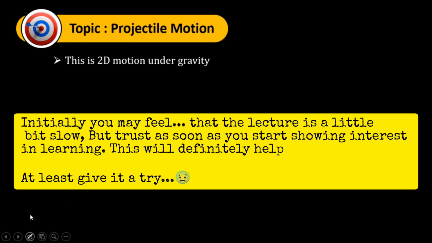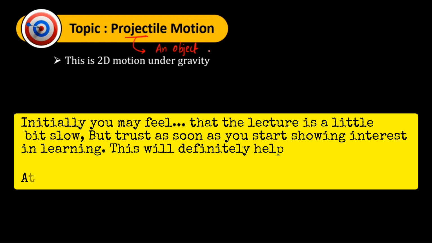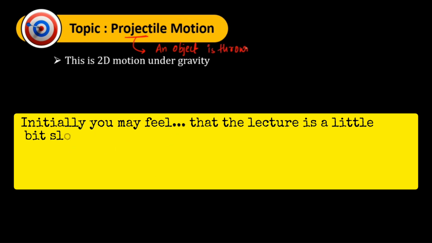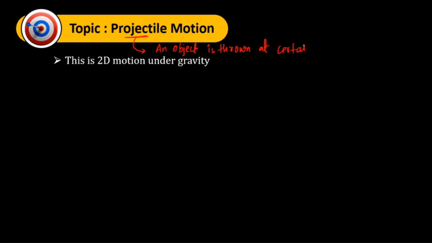If you remember, in the last class I told you that projectile motion simply refers to an object. When an object is thrown at a certain angle theta, that object is referred to as a projectile. So projectile is just a name which is given to the object. That object can be anything, whatever you can imagine. If it is going up and down, we can say it is in motion, so that can be referred to as a projectile.